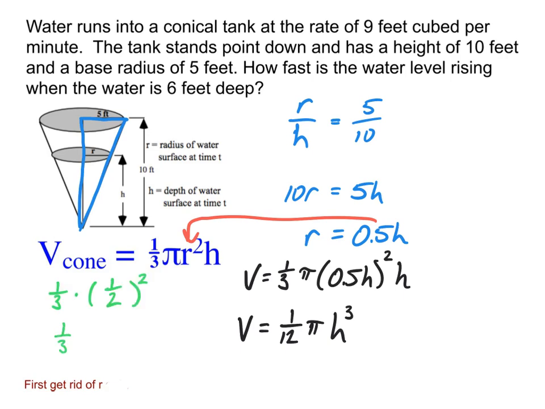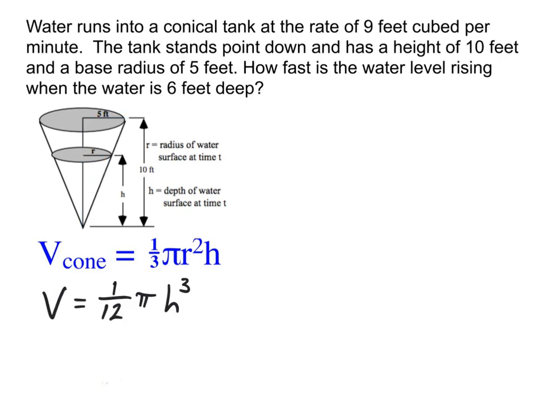Because then I could say, well, that's going to be 1/3 times 1/4, because when you square a fraction, you square the top and square the bottom separately. And then I'm multiplying the fraction, so multiply straight across the top. 1 times 1 is the 1. And multiply straight across the bottom. The 3 times 4 gave us the 12.